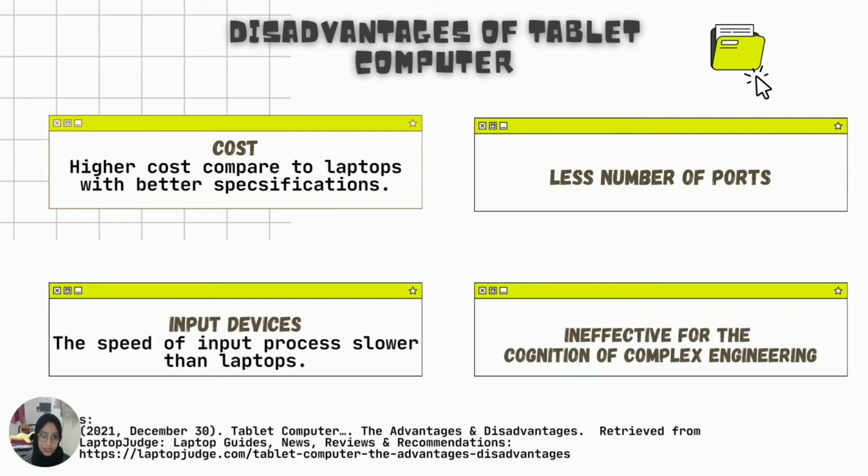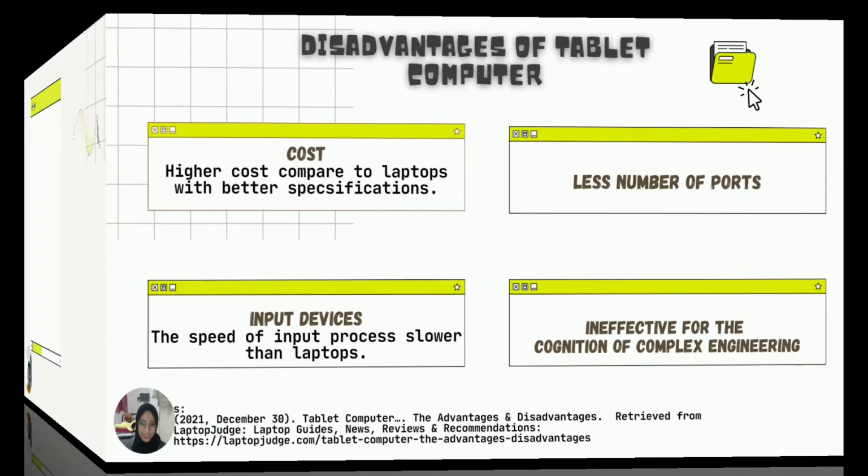Next, the disadvantages of tablet computer, which is the cost is slightly higher than a laptop with better specification and fewer ports. Next, input devices, which is the speed of input process is much slower than laptops, and thus it is ineffective for the cognition of complex engineering. So I will pass to the next presenter.